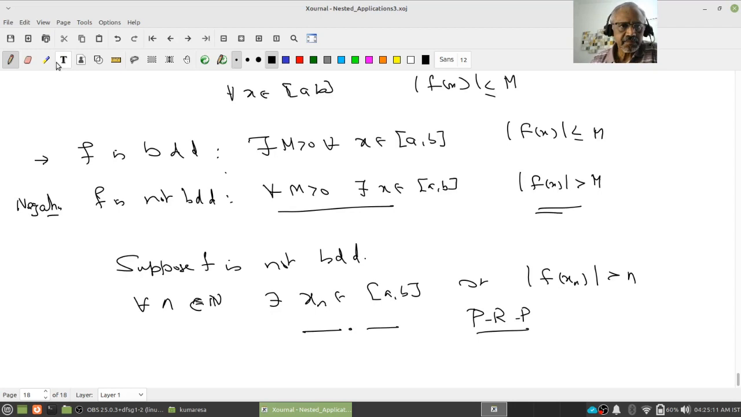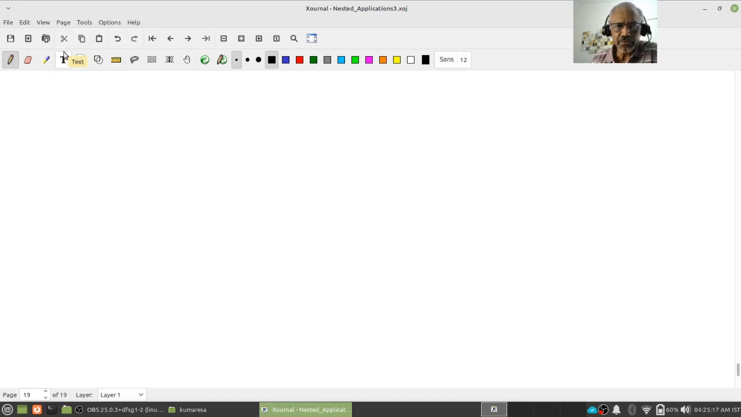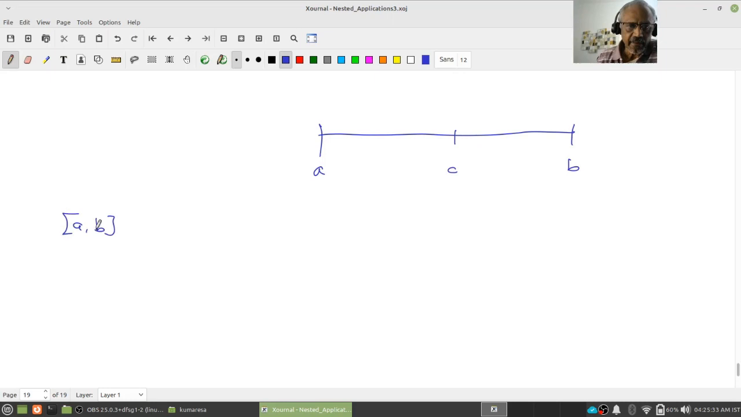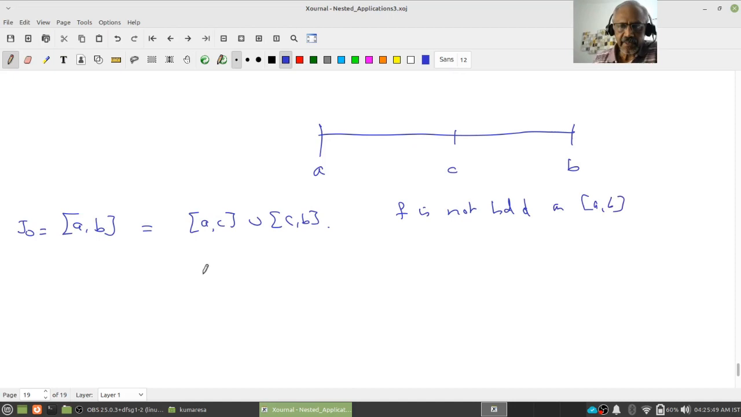Now, I wanted to use the nested interval theorem. What do you think I will do? Okay, so the idea is, suppose I have [a,b]. Suppose f is not bounded. Take c to be the midpoint, then the interval [a,b], call this J0, is [a,c] union [c,b], right? If f is not bounded on [a,b], then f is not bounded on at least one of the subintervals.